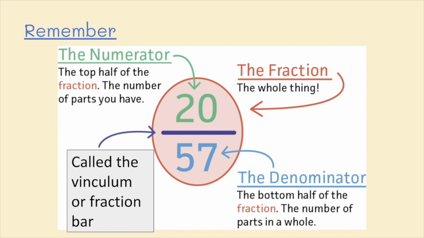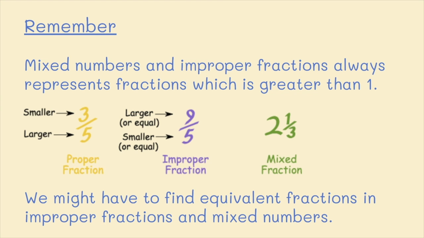Remembering our fraction language, the numerator is the top number, the denominator is the bottom number, the bar is also called the vinculum or the fraction bar. Remembering as well what a mixed number and an improper fraction is. Improper fractions have a larger numerator than denominator, and mixed numbers have a whole number part and a fraction part.